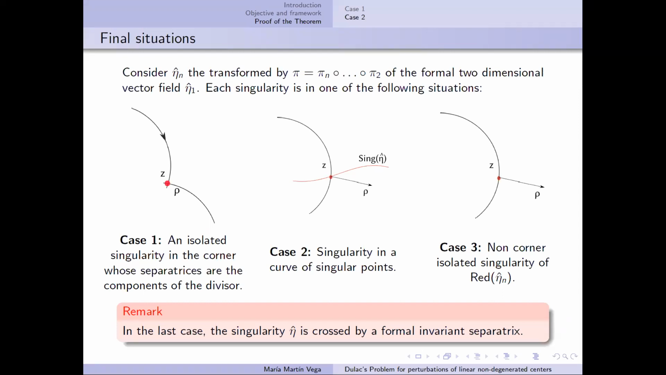And in the third case, we can find that there is an isolated singularity that is not in a corner and is a simple singularity of the reduced vector field, that is, after dividing by the equation of the singularities. And we are in the formal case, and in this last part, we have that the singularity is crossed by a formal invariant separatrix, because it's a simple singularity and we have always two separatrices.